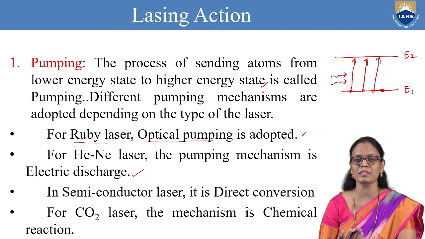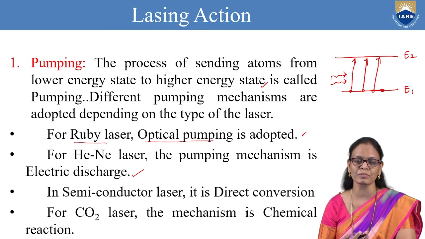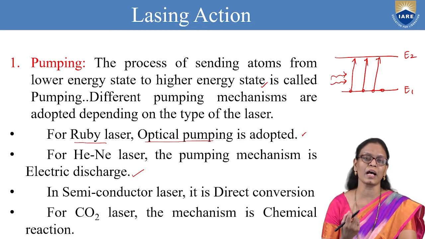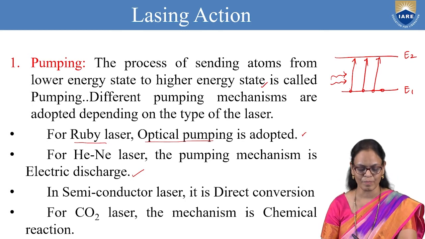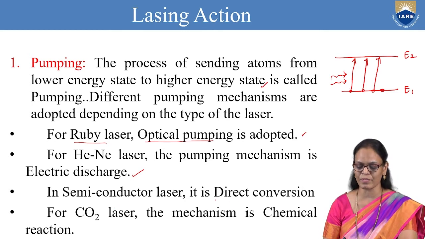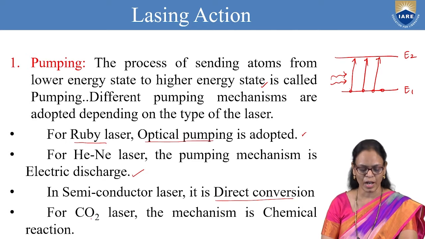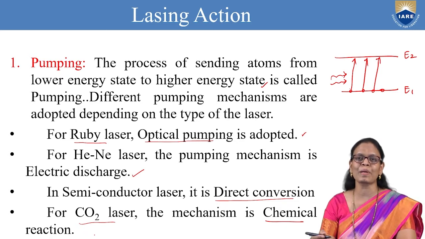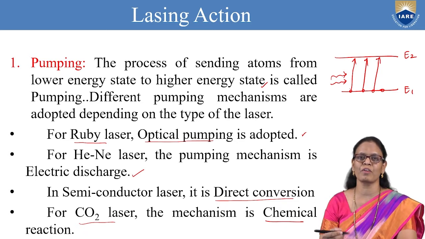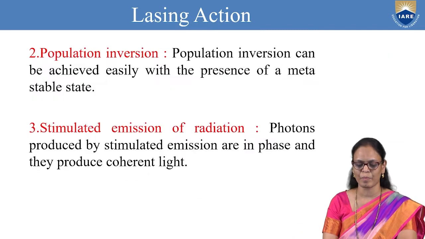What happens is there will be an electrical discharge, and because of that the atoms will gain the energy and then they go to the excited state. And in semiconductor laser we use direct conversion, and in CO2 laser we use chemical reaction. These are the different pumping mechanisms we use for different lasers.